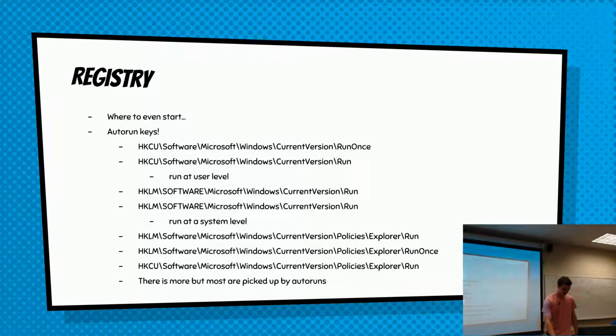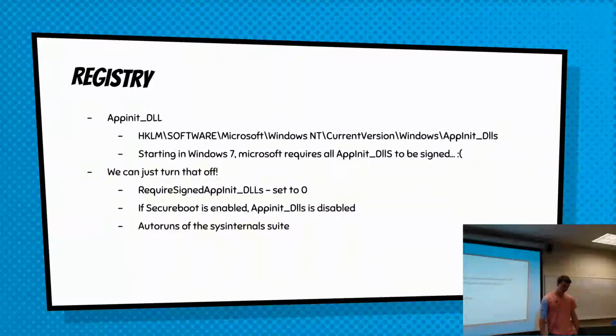So, some more registry stuff. AppInit DLLs, a super interesting one. If I remember correctly, because it has been a while since I've given this presentation, it'll allow you to hook WinAPI calls in userland. Starting in Windows 7 though, Microsoft was like, this is probably not a good idea to have by default. So in Windows 7 and onwards, they require the AppInit DLLs to be signed.